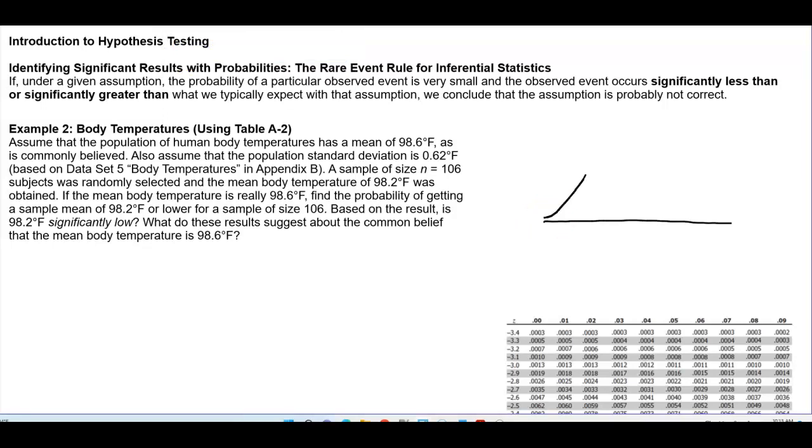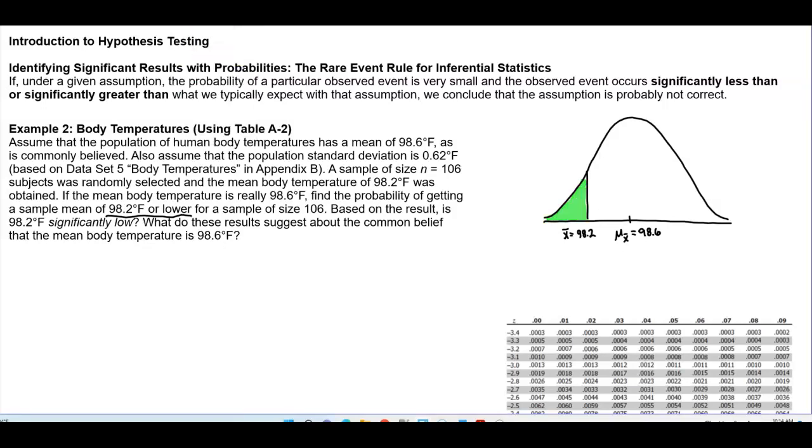So there's our bell curve, and then we want to label all the information that we want on there. In this case, we know that the mean of the sample means is equal to 98.6. And we want to find the probability of getting a sample mean of 98.2 degrees Fahrenheit or lower. So that means we're going to be going over here to the left. We know that the sample mean is 98.2, and we're looking for the area that's to the left of that.